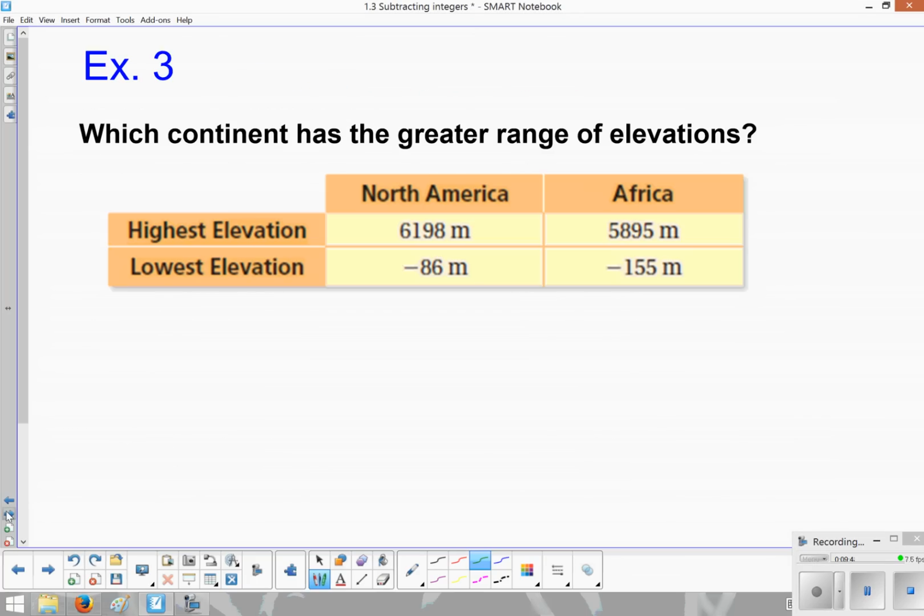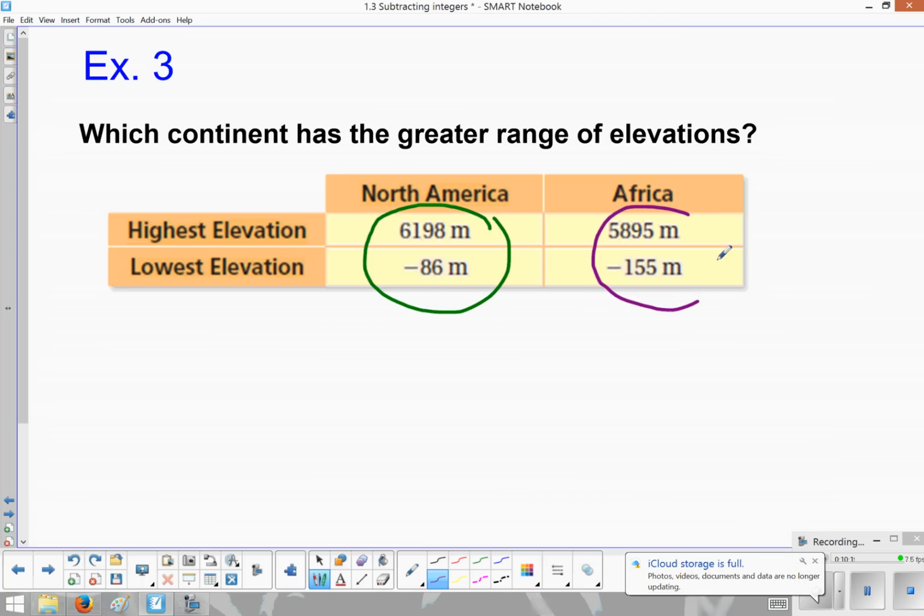Okay, so we're going to go ahead and move on to our last example, which is example 3. We're talking about continents and we're doing a comparison between North America and Africa. There are many mountains in North America and Africa, and we want to know which continent has the greatest range in elevation? In other words, which one's going to have the highest elevation? So what we're going to do is take the highest and the lowest and subtract them for each continent. So here's the highest and lowest for North America, and here's the highest and lowest for Africa. So we're going to do this twice.